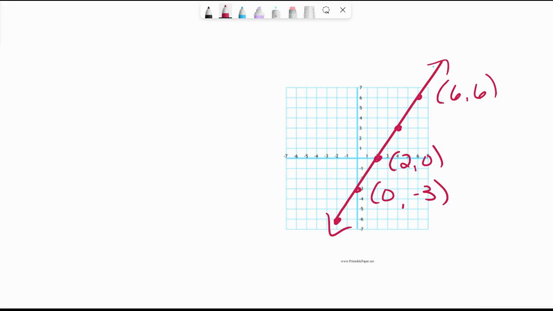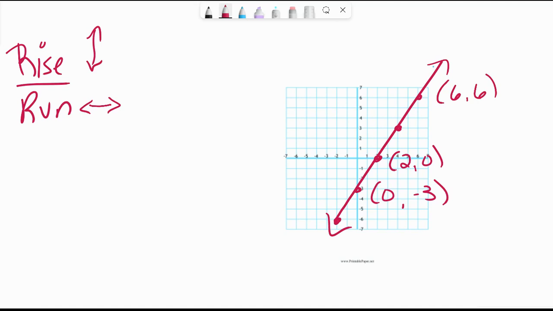Hi guys, today we're going to talk about finding slope from 2 points on a line. And slope is just a ratio that compares rise to run. Okay, so we're going to see how slanted the line is. And to do that, we want to find out how much it goes up and down. That's my rise. And my run is how much it goes left to right.